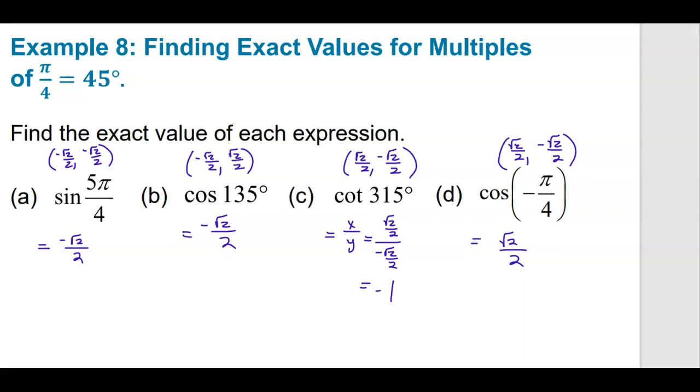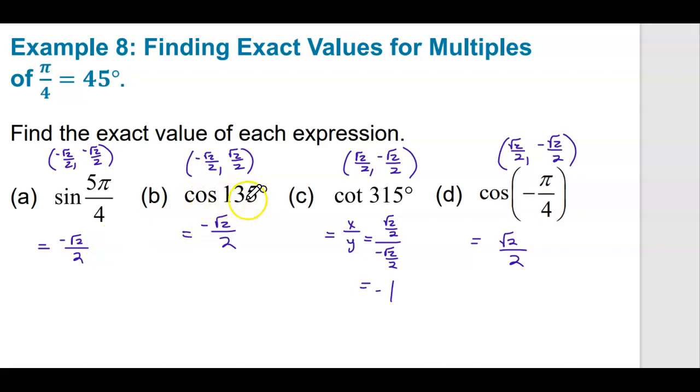All right, so let's take a look. So I don't have to flip back and forth between the unit circle and my document, I've just put that reference coordinate above each of these. So at 5 pi over 4, we are looking at the coordinate negative square root of 2 over 2 and negative square root of 2 over 2. So sine is the y value, so the value of sine 5 pi over 4 is negative square root of 2 over 2.